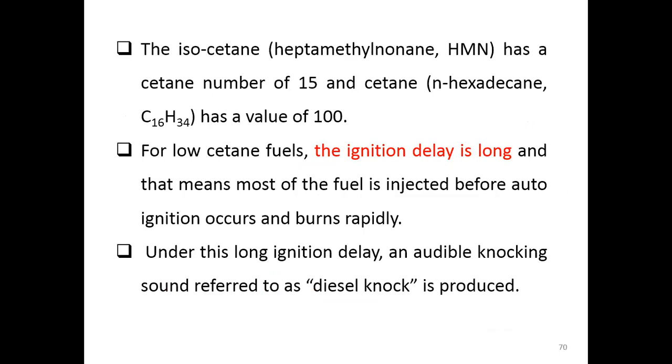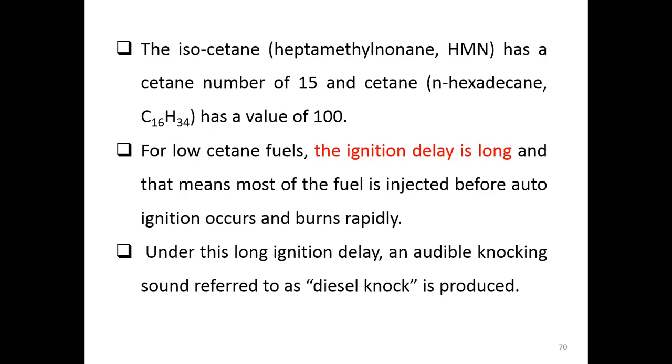But it just depends on how fast or how slow it can be ignited. There is no fuel that cannot be ignited, right? So the cetane number does not start at 0. It starts at 15. And cetane, n-hexadecane, has a value of 100. So we have two reference diesel fuels: one is isocetane and the other is cetane.